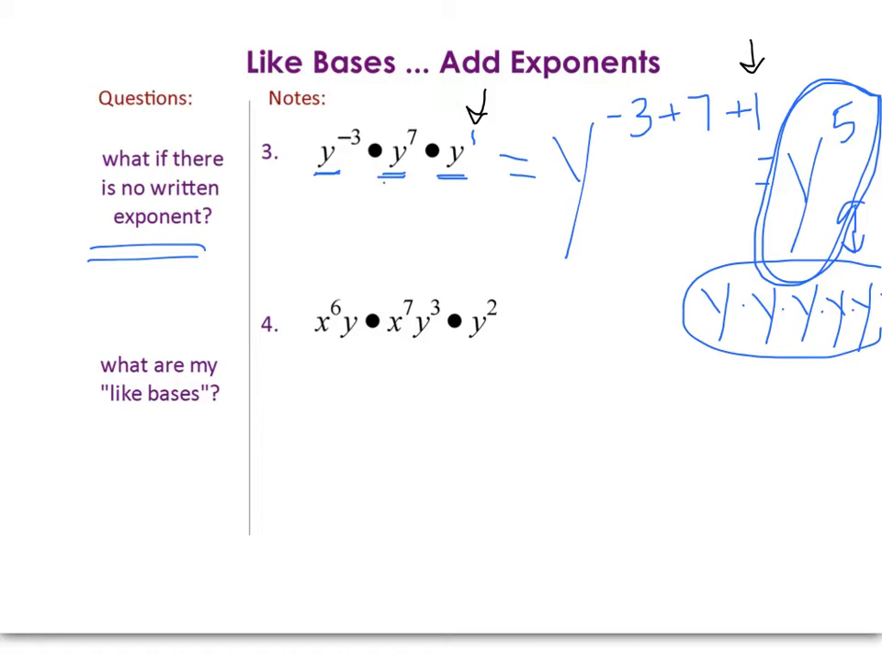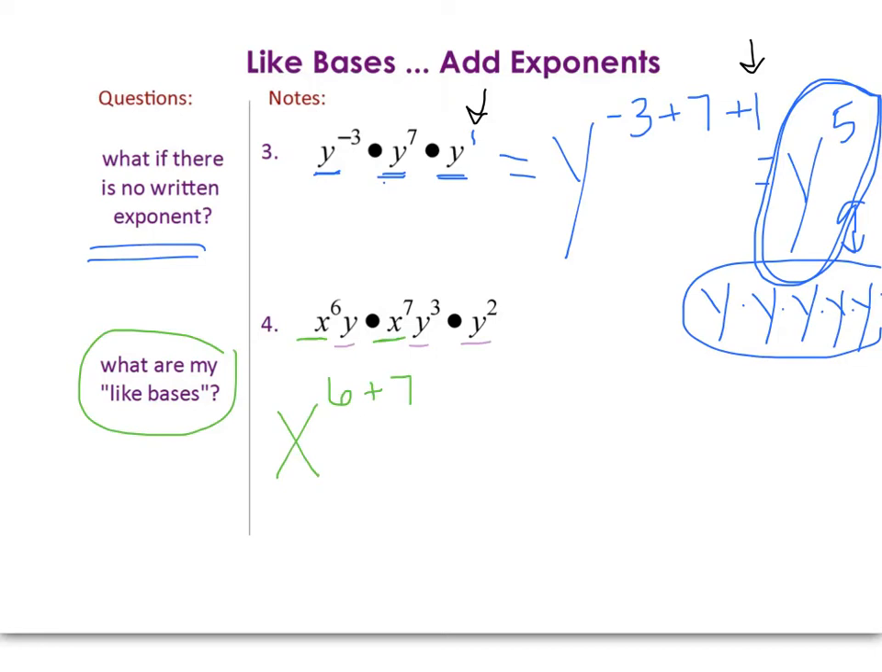So let's take a look down here. It says, what are my like bases? Well, if I look at my bases, I have a base of x, and then I have a base of y. So I have x to the 6th, x to the 7th. If I combine my x's, I get x to the 6th plus 7.